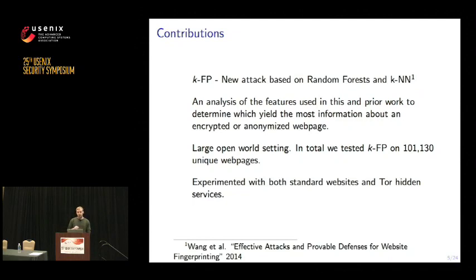We present a preliminary analysis of which features are most important, as in which attributes within network traffic leak the most information about which website you're actually accessing. This is very important, because we need to know what content within network traffic leaks the most information so that we can build better defenses. It's not good enough to know if an attack works or if a defense works. It's very important to know why the attack works and what things are leaking information within a website.